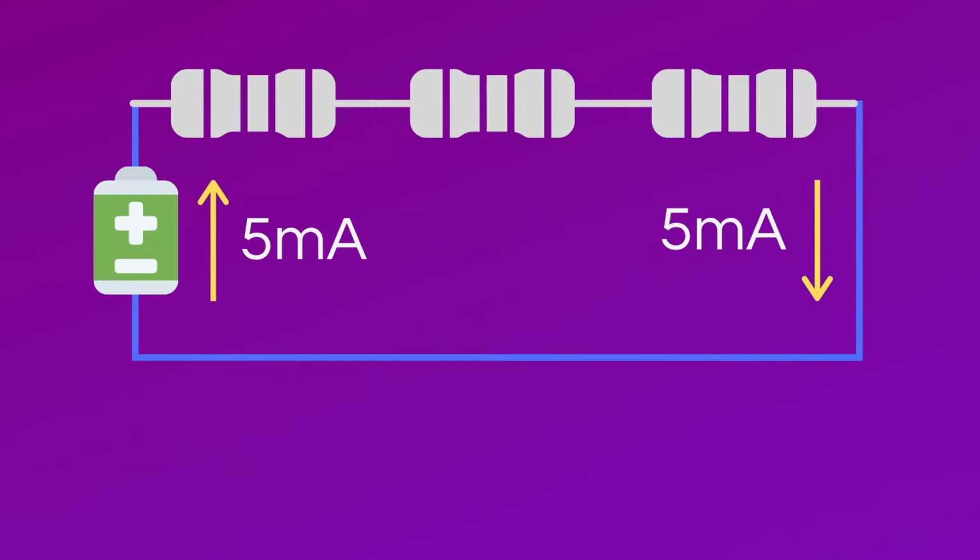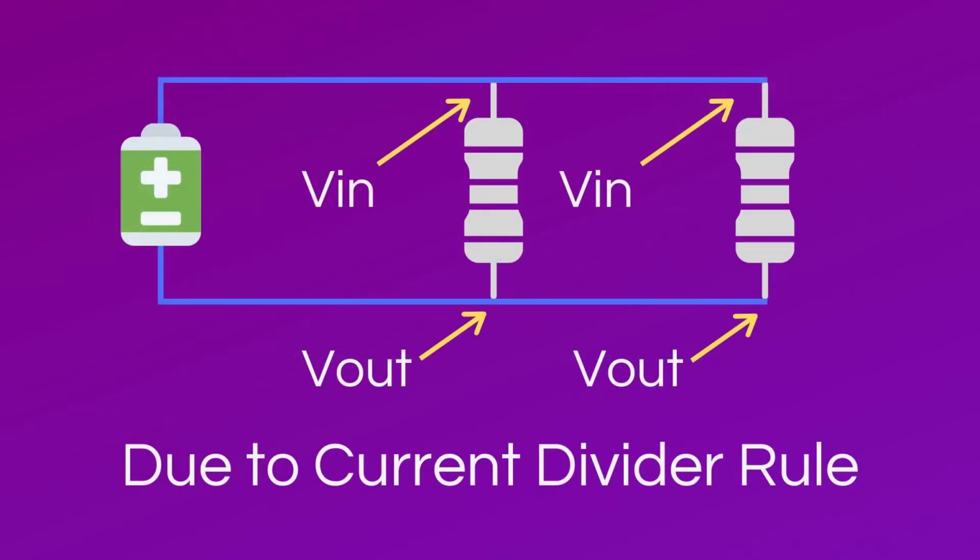When current goes through resistors in series, it's a bit more simple than if it goes through resistors in parallel. Basically, the current entering the resistors in series will equal the current leaving them. The voltage input at the parallel resistors will equal each other, and the voltage output at the parallel resistors will also equal each other. This is due to the current divider rule.